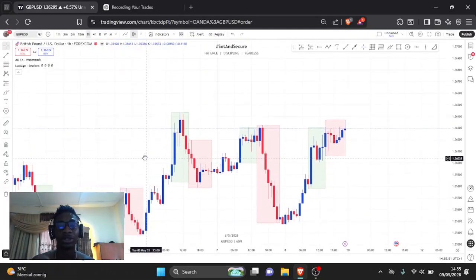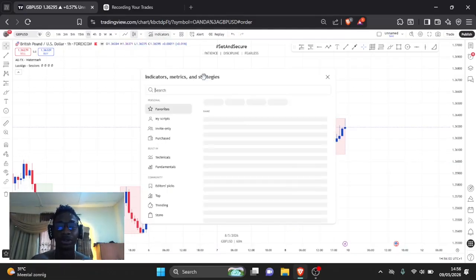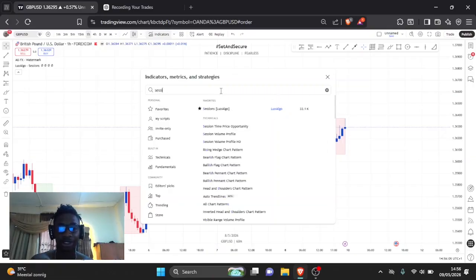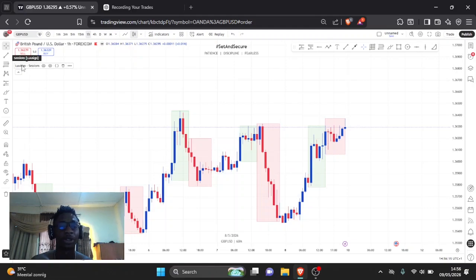Alright, using the Set and Secure strategy on GBP USD, you need three key things. First of all, go into your indicators and type the word sessions. If you haven't favorited it, you need to favorite it. Type the word sessions. That's the first thing. It's going to appear on the top left corner right here. Sessions.